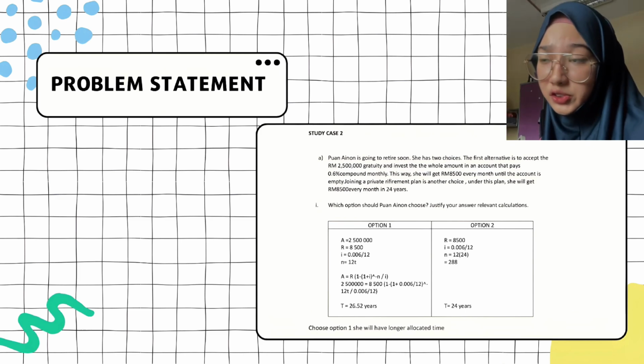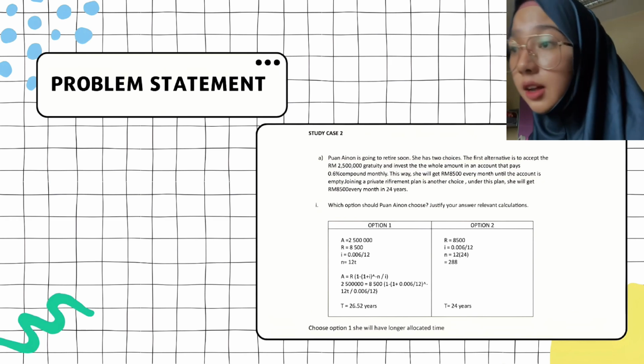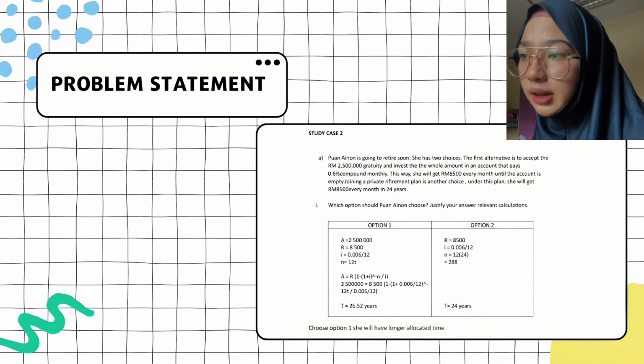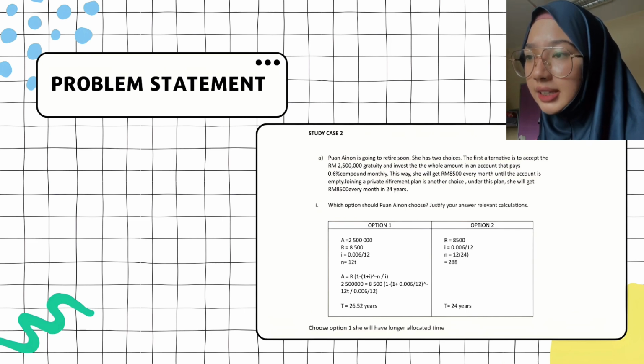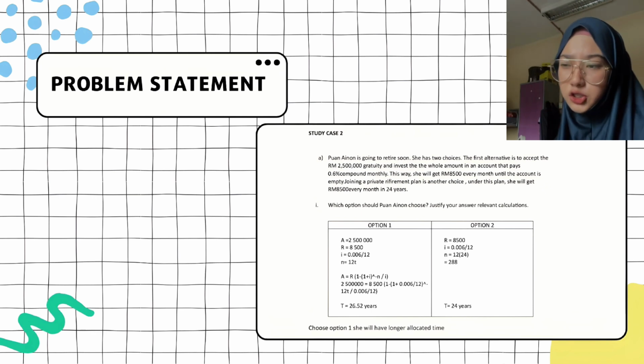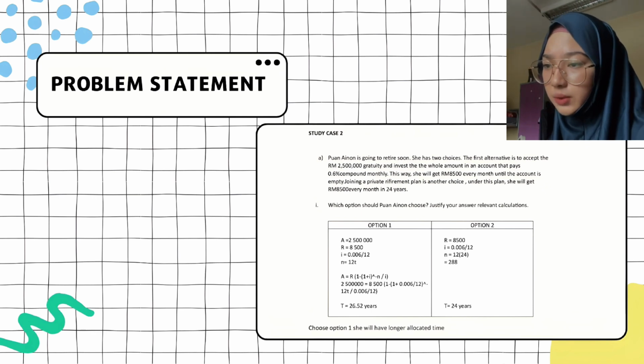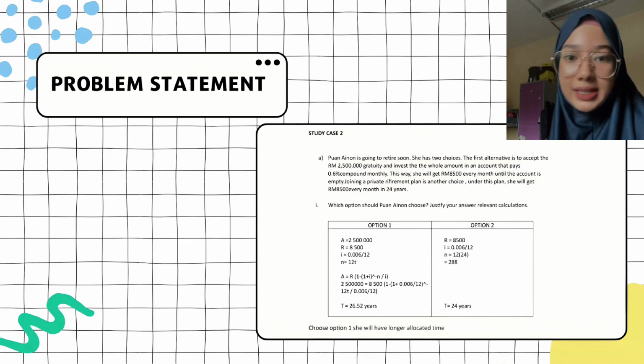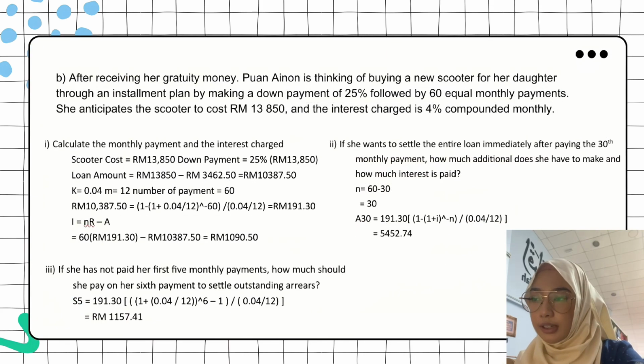Okay, for option 2, R equals 8,500, i equals 0.006 over 12, and n equals 12 multiplied by 24, and we will get 288. So t equals 24 years. She should choose option 1 because she will have a longer allocated time. So that's all. Okay, question B.